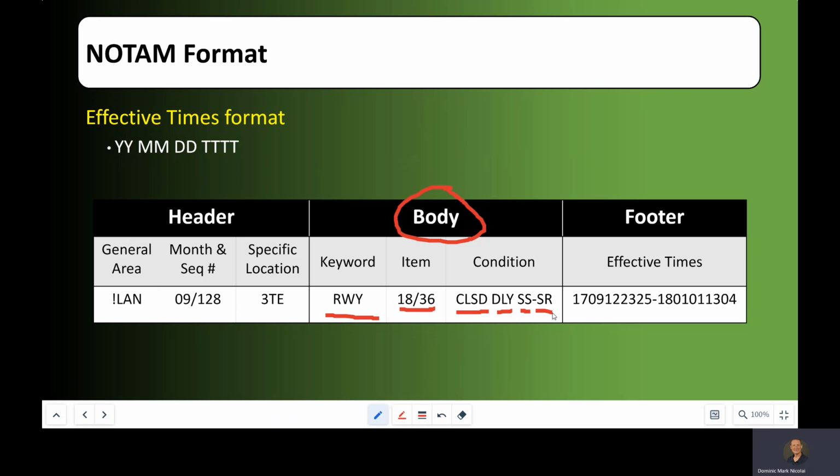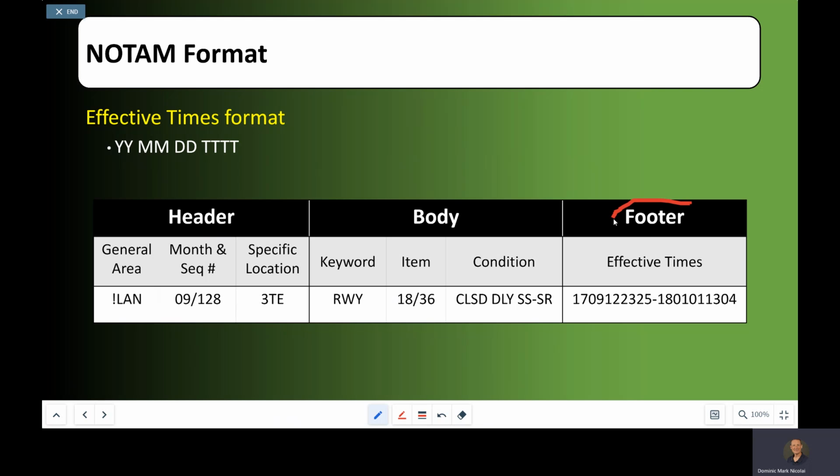Some of these NOTAM contractions are very straightforward, and these are some of those that are straightforward, but if you didn't recognize any of these, you've got table 5-1-2 to take a peek at. Right? So the condition here is it's closed daily, sunset to sunrise.